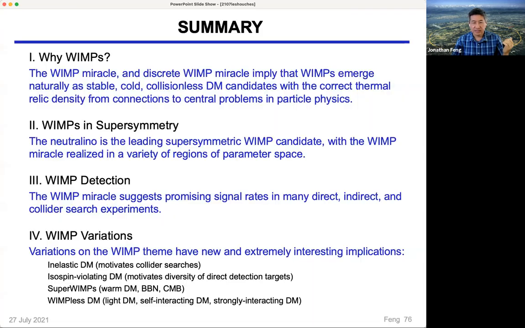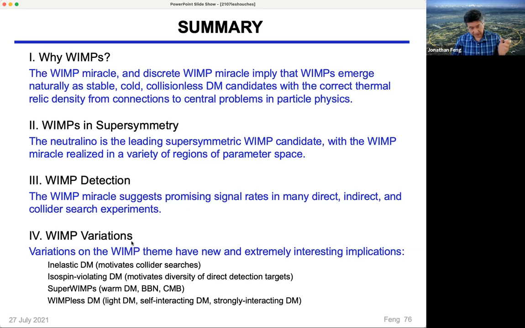Okay, so let me just finish with the summary and then we'll come back for questions. So here's the summary, the 4 different sections I talked about. Why WIMPs? So, the WIMP miracle and the discrete WIMP miracle imply that WIMPs emerge very naturally in a whole bunch of theories as stable, cold, collisionless dark matter particles with the correct relic density. WIMPs in supersymmetry, I talked a bit about those. They are particularly interesting regions of parameter space. WIMP detection, all sorts of good ways to look for these things. And then finally, this lecture, WIMP creations.